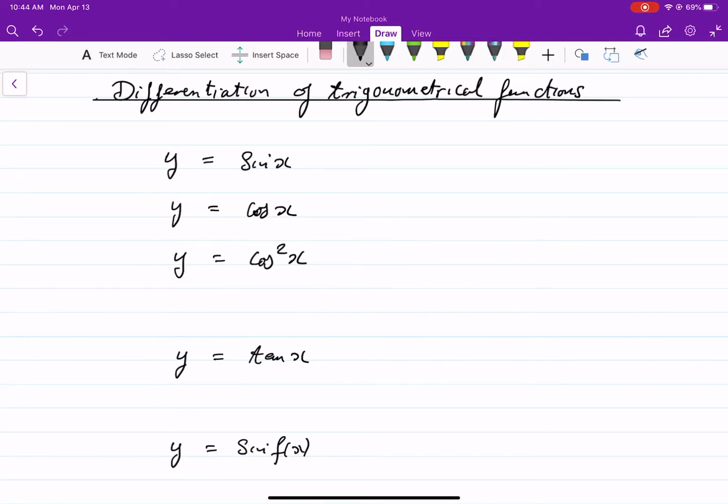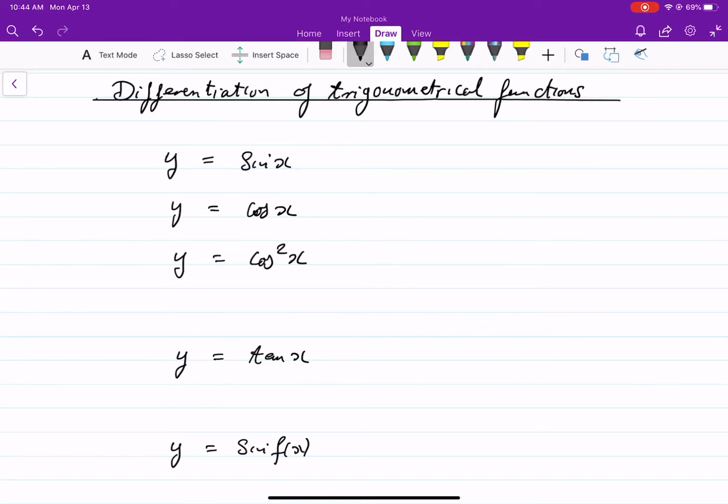Okay, differentiation of trigonometrical functions. Quite a few of these results we're going to quote, but then you'll see some of the other results. You'll have to use some of the rules that you already learned. Chain rule, quotient rule, and so on.